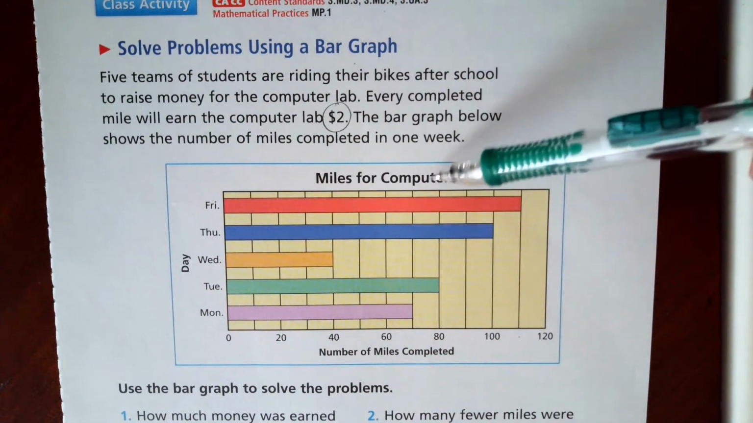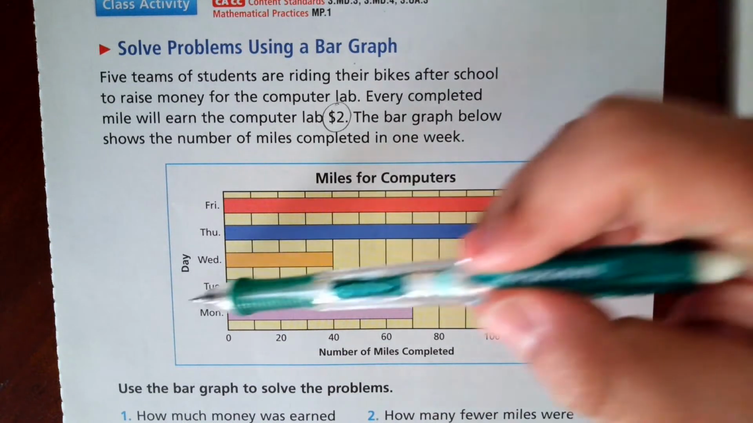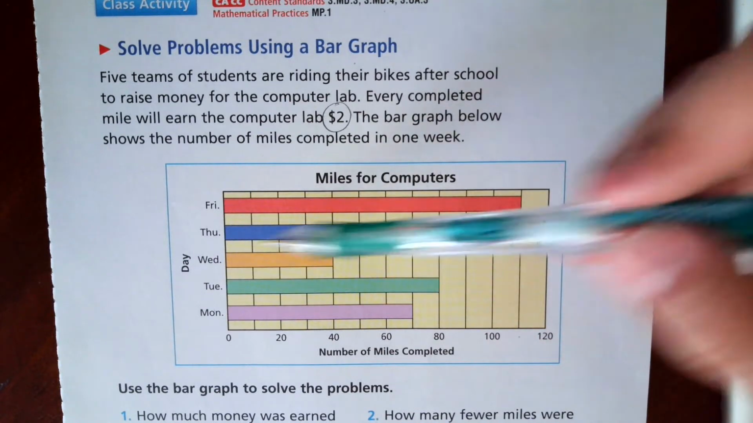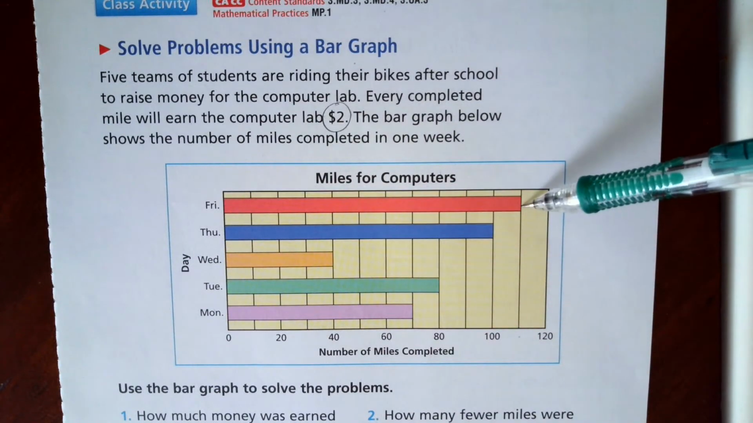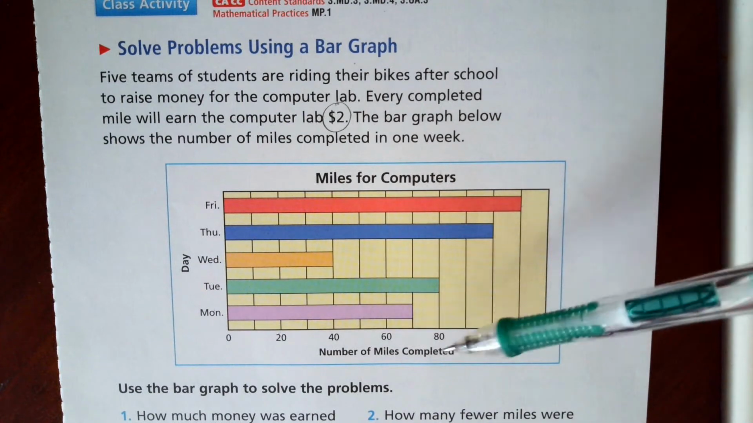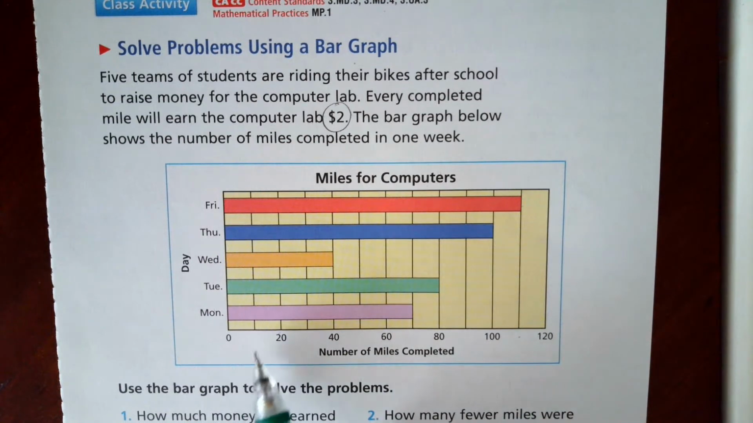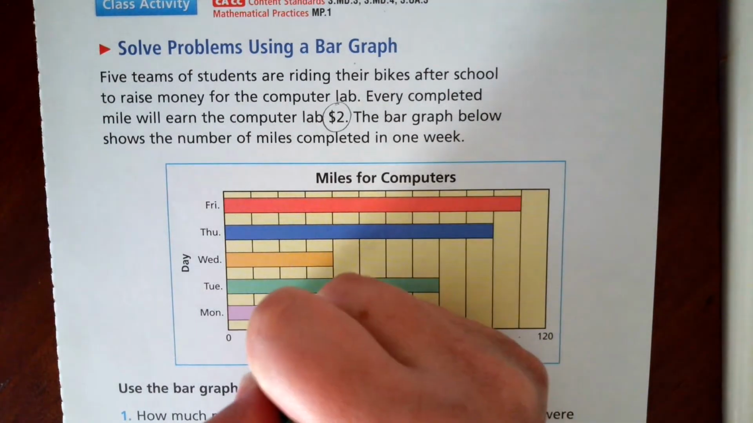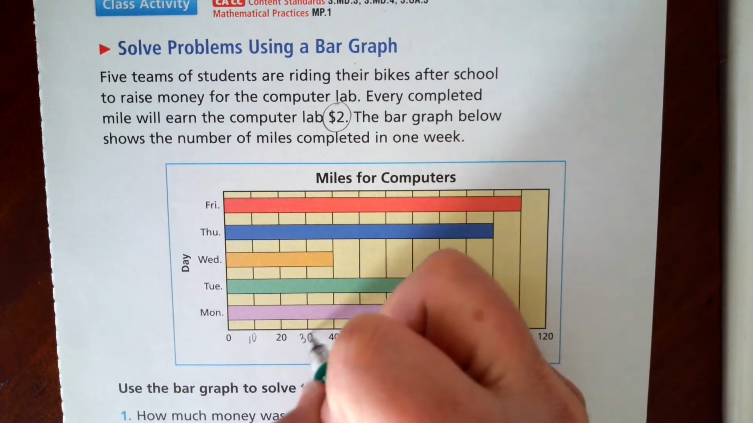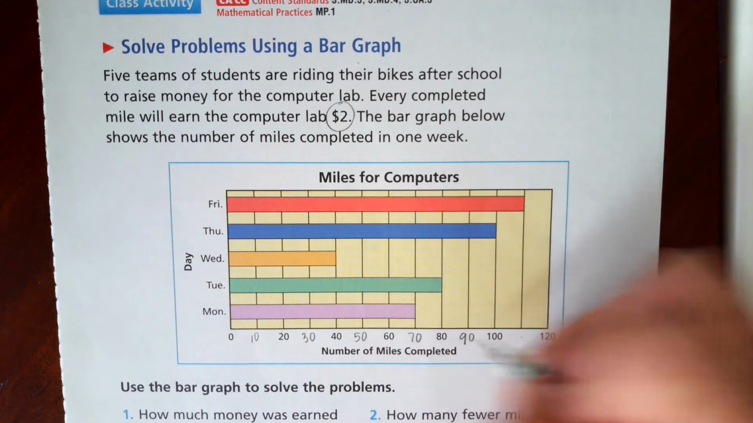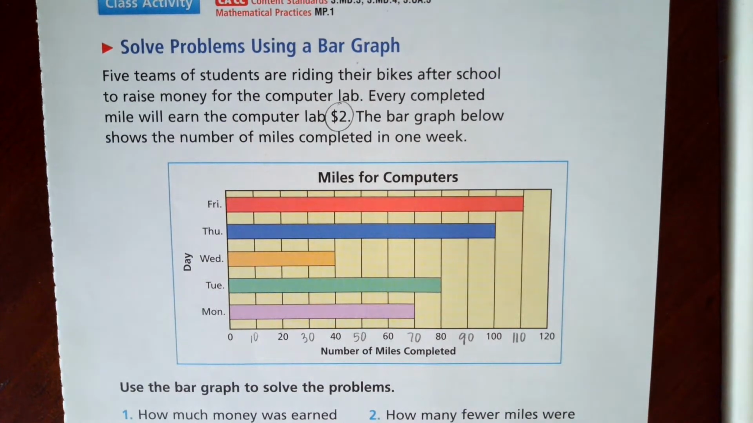So our title is Miles for Computers. Here are the days of the week. So this shows how many miles on Monday, Tuesday, Wednesday, Thursday, and Friday. And here are your numbers. They are counting by 20s on the actual numbers, but you can tell that each line represents 10. So we have a 10 right here, 30, 50, 70, 90, and 110. You don't have to write that in, but if that will help you, please feel free.